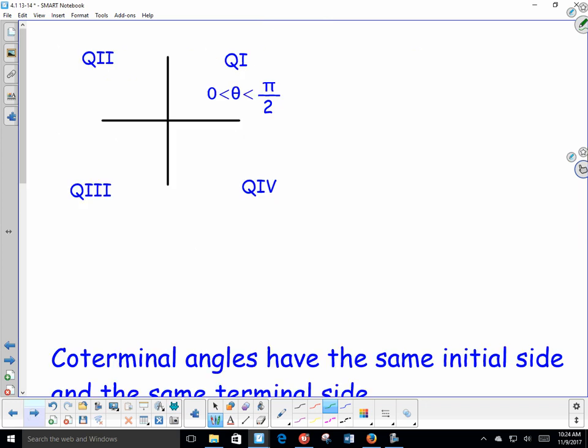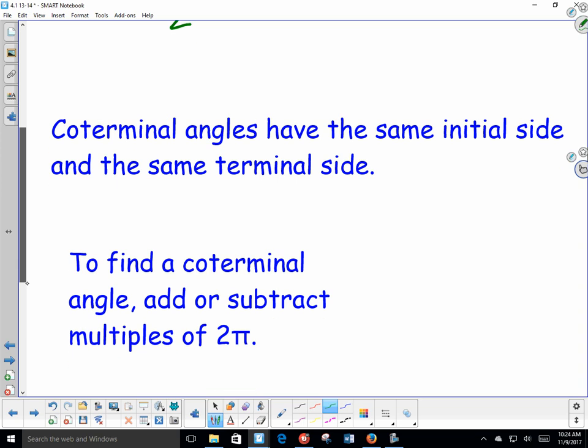This is talking about if your angle, for example, ends up in quadrant 3, the terminal side in quadrant 3, then your angle must be between what and what? 0 and pi over 2 is here in quadrant 1, but here we'd be between pi and 3 pi over 2, right? So if you didn't get that, you might want to rewatch that video.